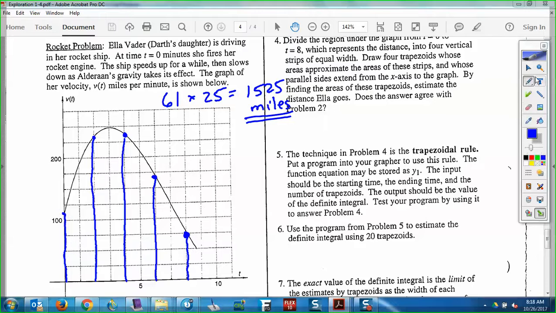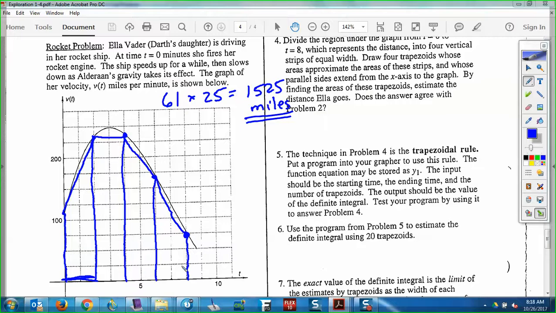So, in other words, what they're saying is, if I could do this, so I've got the bottom here, and then if I connect with a straight line this point to this point, and then connect this point to this point, and then connect this point to this one, and then connect this one to this one, I would have 4 trapezoids. Make sense? Okay?